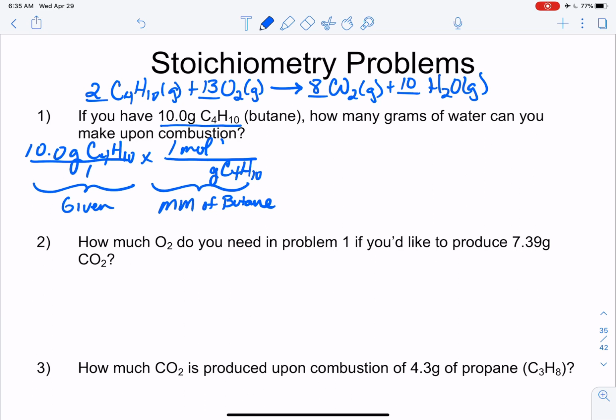So here we have 1 mole of butane, and we need to figure out how much 1 mole of butane weighs. So what you would do is pull out your periodic table and see that a carbon weighs 12.01 and add up 4 of those and then add to it the weight of 10 hydrogens. And what you guys will find is that it is about 58.12 grams. Now we've canceled out the grams of butane here, and we're in moles of butane.